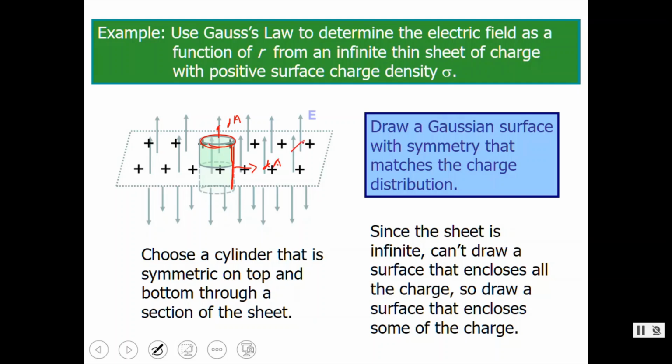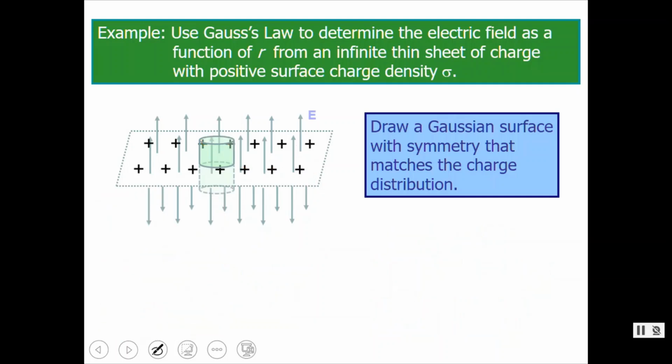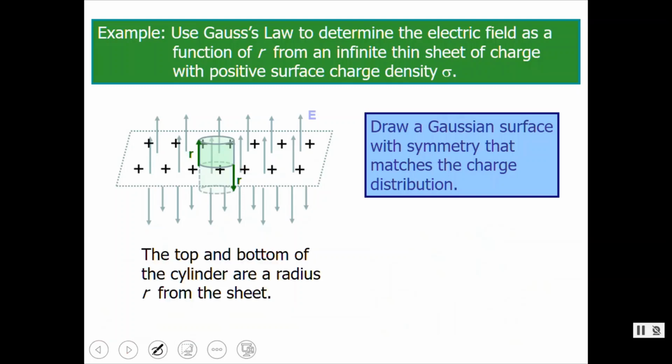This can also be worked with a rectangular prism. I've seen this sometimes done with a rectangular prism, but I don't like using it because it has more sides. I think it's easier to do the cylinder with only 3 sides, but you could do it that way as well. So we have our Gaussian surface passing through the top and the bottom, so it's capturing both the top of the sheet and the bottom of the sheet. Be careful how you say that.